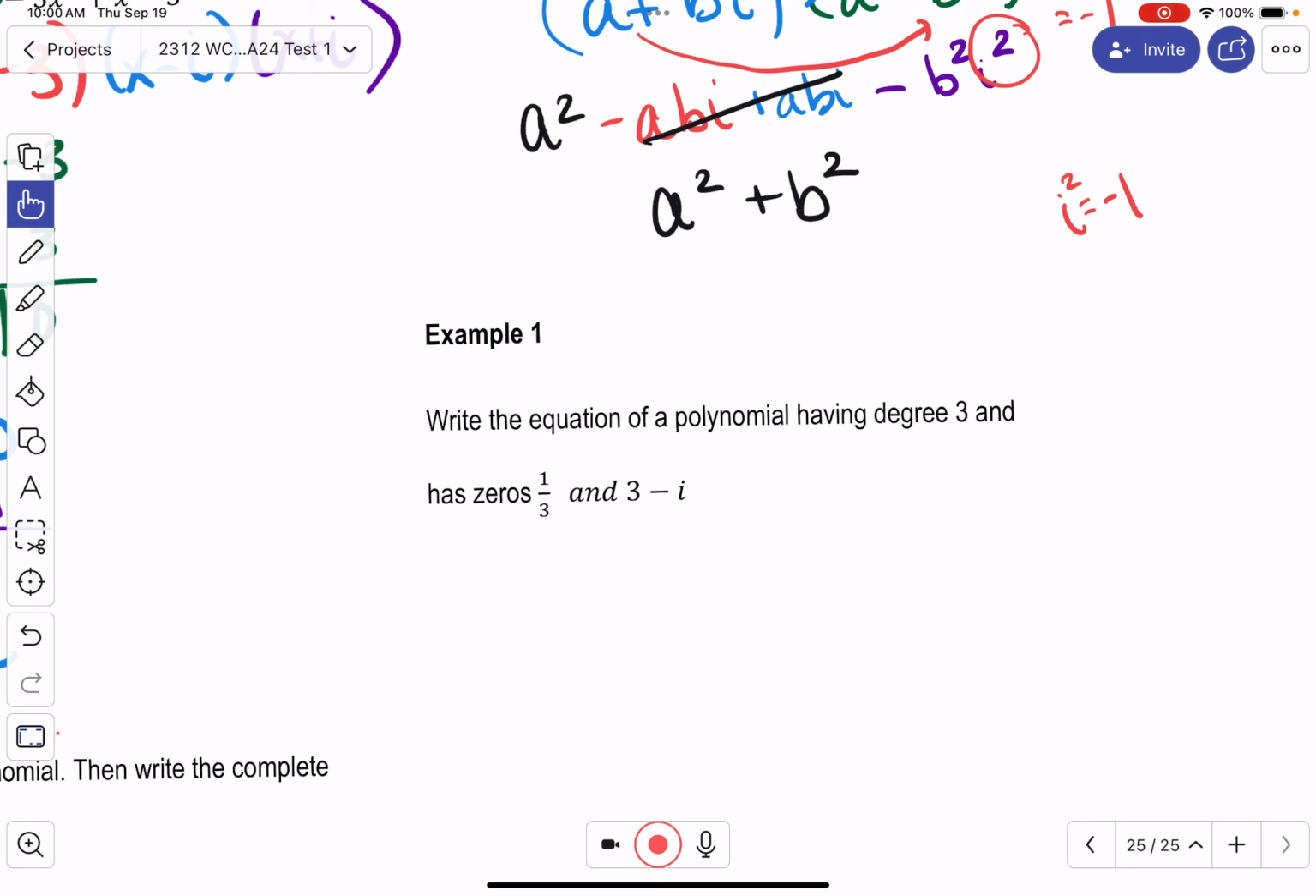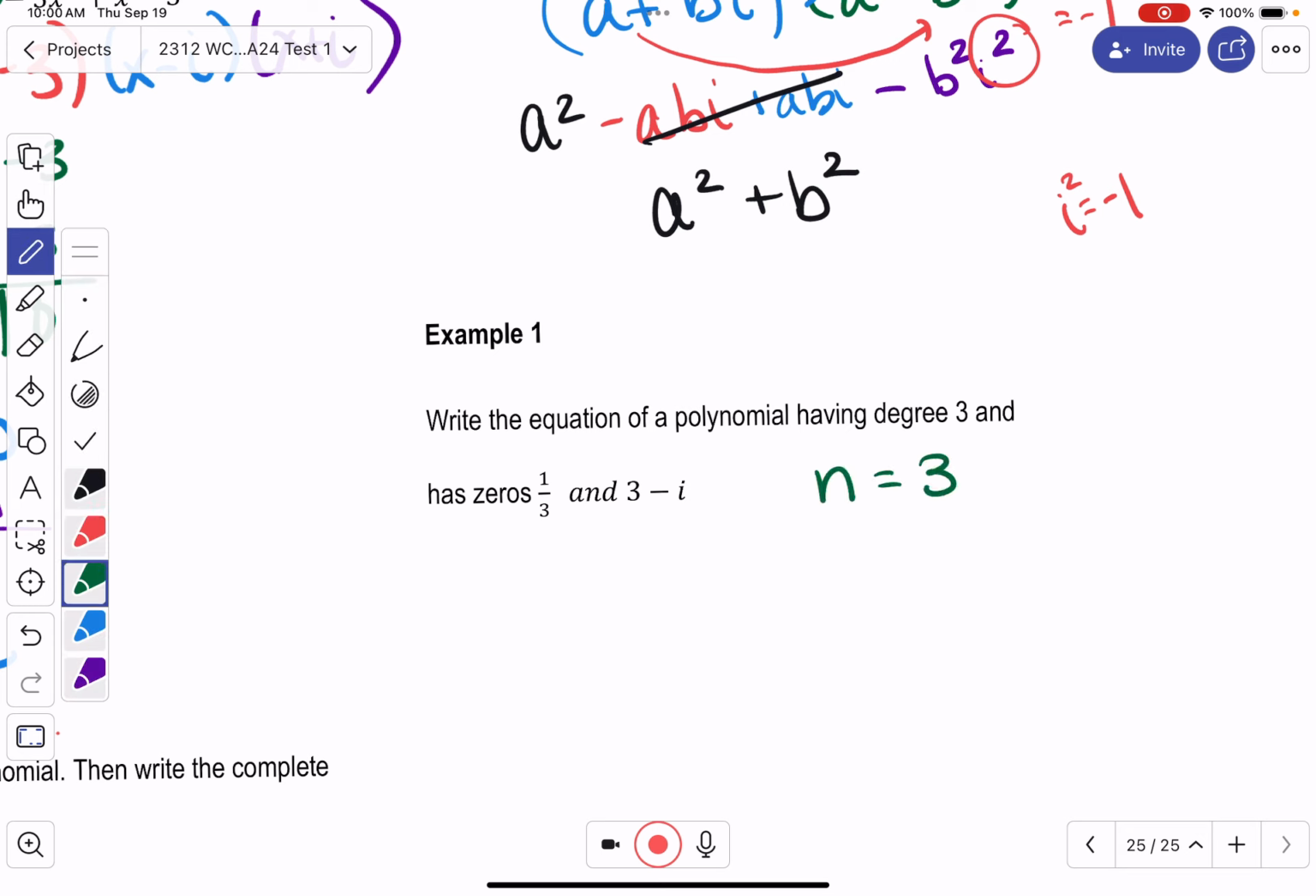So look here, write the equation of a polynomial having degree 3 and has zeros 1/3 and 3 minus i. Well, they tell me that the degree n is equal to 3. And from the fundamental theorem, that means I need at least 3 solutions for this. They've only given me 2. They've given me a zero of 1/3, and then the other zero is 3 minus i.